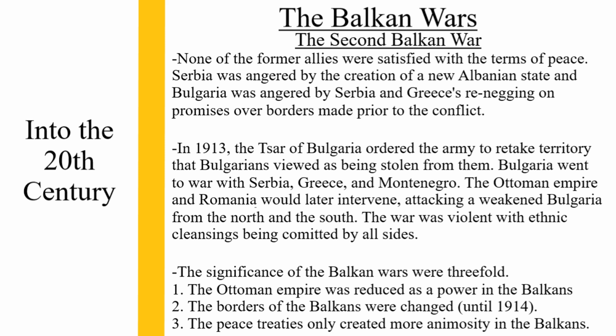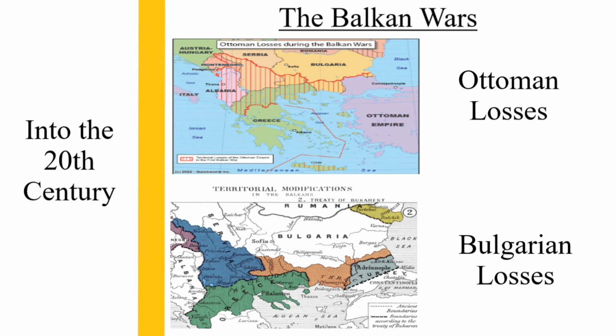So, if we go on to the next slide, these are the maps I was talking about. All of the territory with red lines through it was Ottoman territory and was lost by the Ottomans. A new Albanian state was created, and Serbia wanted all of this territory. It didn't get it. Parts of northern Greece went to Greece, and then Bulgaria claimed the eastern parts that the Ottomans lost. In the following year, Bulgaria went to war with pretty much everybody because they reneged on their promises.